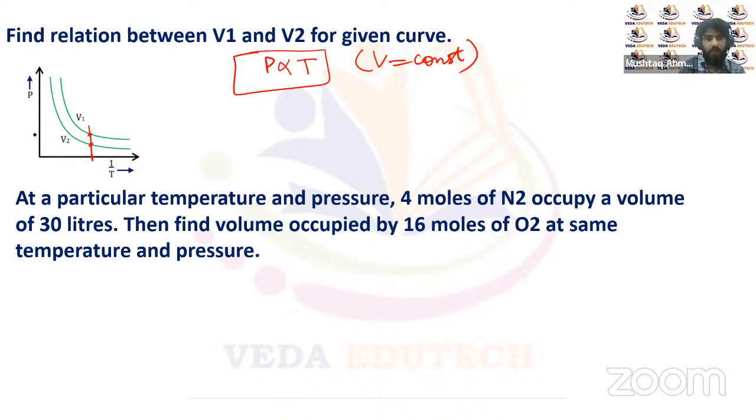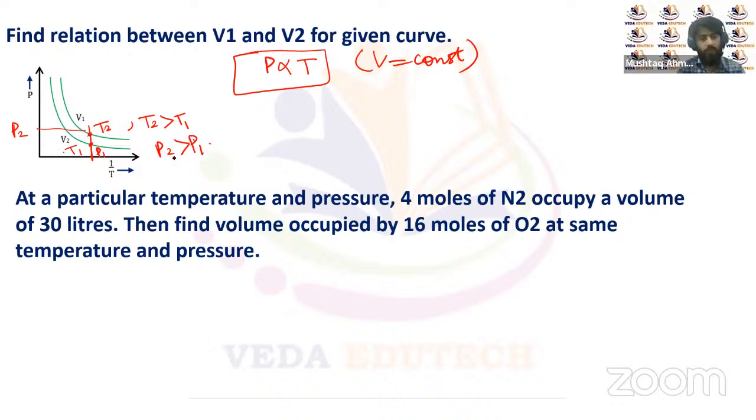Now you can see here at this point, the pressure is more. Then at this point, the temperature has to be greater. Let's suppose temperature at this point is T2 and the pressure is P2. Now at this point, temperature is T1 and pressure is P1. So definitely T2 is greater than T1 because P2 is greater than P1.